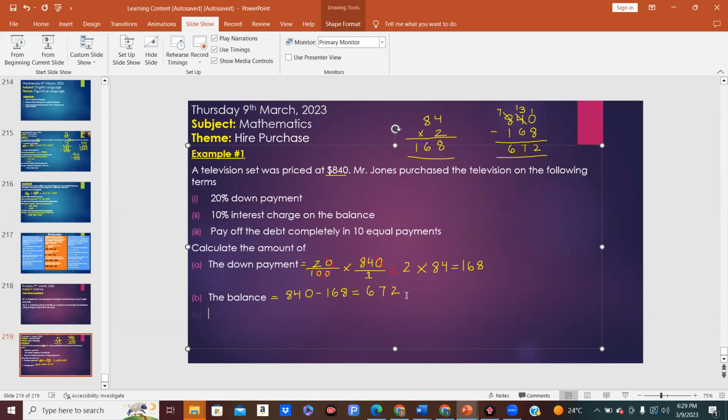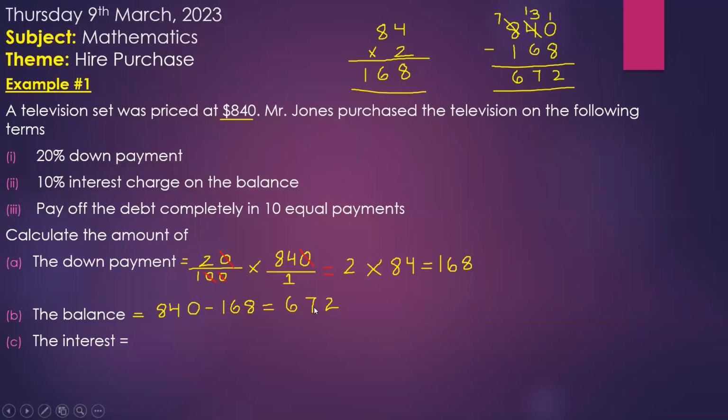For this one, the next one is we want to figure out what is the interest. So you have 10% times 672. The interest is what? 10% interest, 10% charge on the balance. So it's going to be 10% of the what? Of the balance, which we saw was 672.